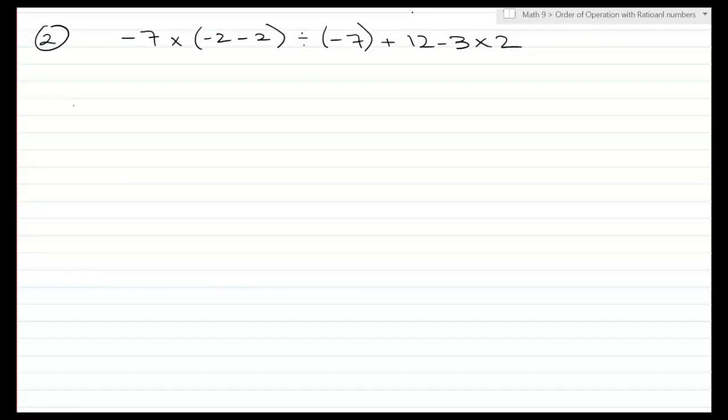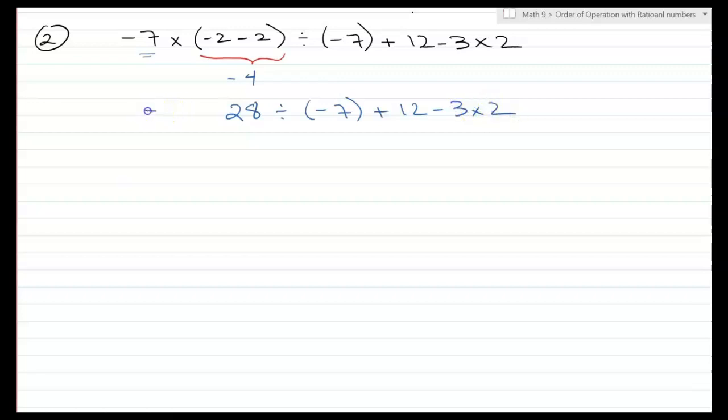All right, BEDMAS again. So let's go through the bracket first. All right, so here is the bracket that we have there. So let's rewrite, and in this case we'll get negative 2 minus 2 is negative 4, negative 7 right here, times negative 4. Negative times a negative is positive, and 7 times 4 is 28. So in this case we'll have positive 28, then divided by negative 7 plus 12 minus 3 times 2.